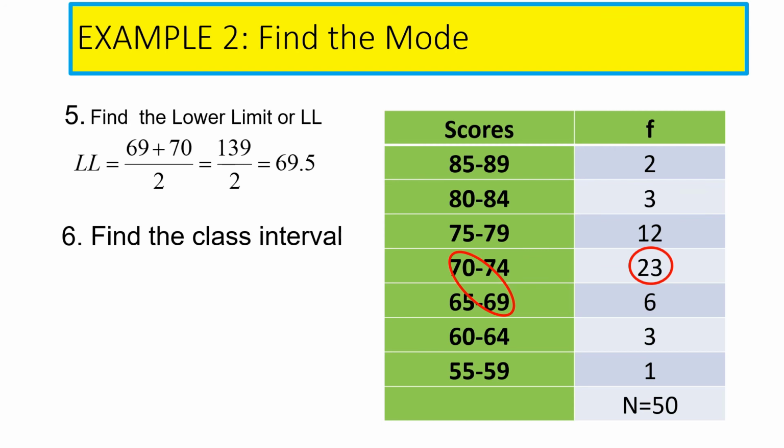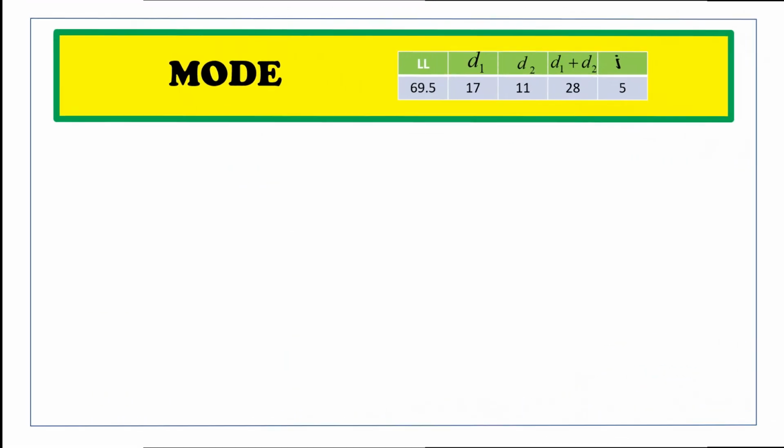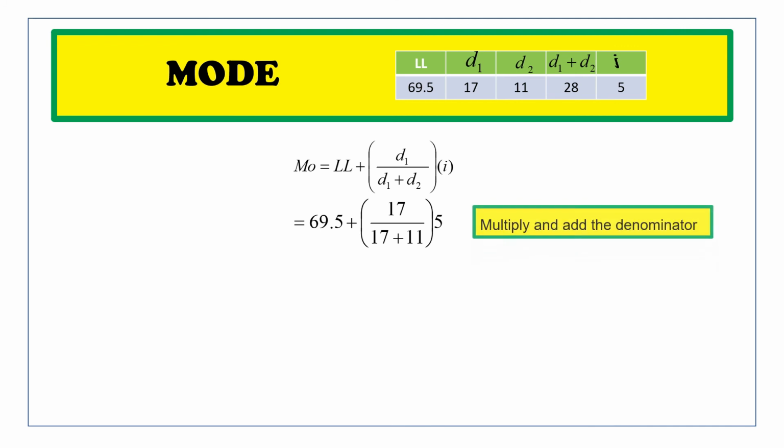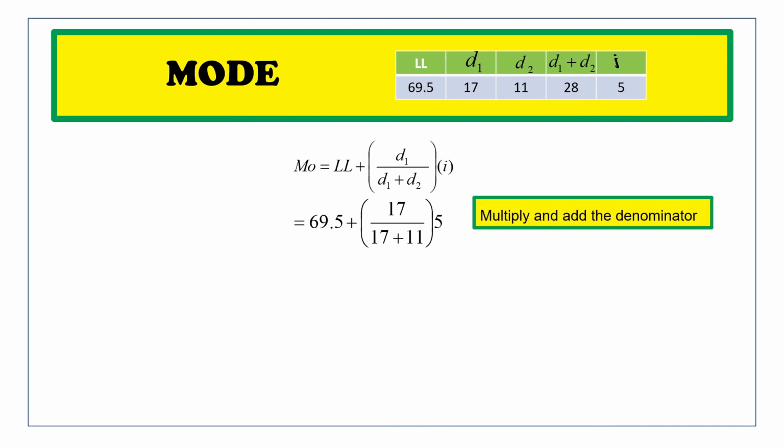We need to find the class interval. Look at our scores: 55, 60, 65, 70. That is a multiple of 5. Therefore, our interval is 5. Then we need to find the mode for the last step. So we have the formula in finding the mode. We substitute the given data in the formula. Then we will multiply 17 times 5, and we will add 17 plus 11.